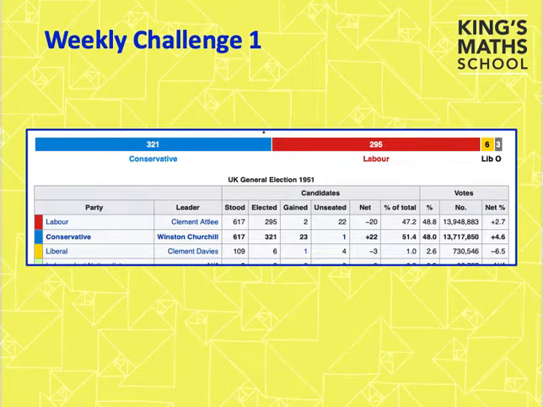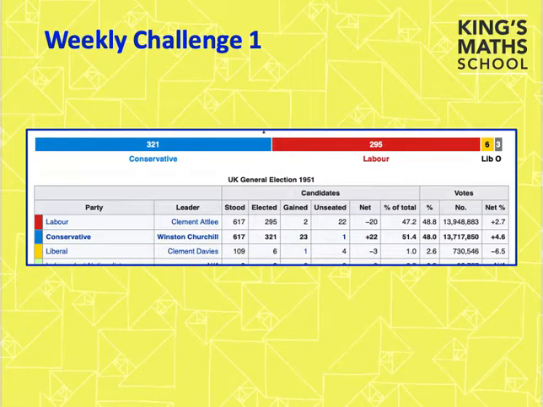So this week's challenge is about voting and democracy, and it's based on a real phenomenon. This is the results of the 1951 general election, just a little bit of history. The Labour Party, led by Clement Attlee, won 13,948,000 votes, and the Conservative Party, led by Churchill, won 13,717,000 votes. But the Conservatives won more seats, more constituencies than Labour, and so the Conservative Party was elected as the party of power and Winston Churchill became Prime Minister again.